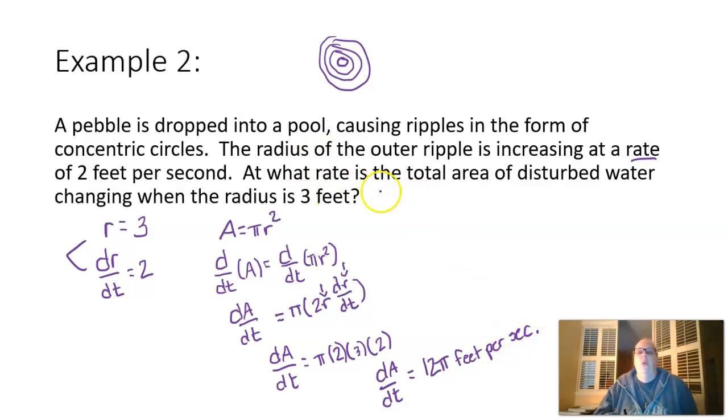Alright, so what rate is the total area changing when the radius is 3 feet? It's changing at 12 pi feet squared per second. And I changed it to squared because we're doing an area here, and our unit should be squared.